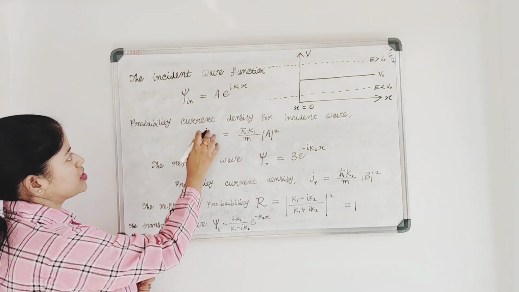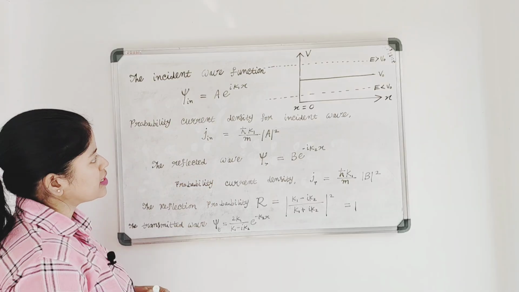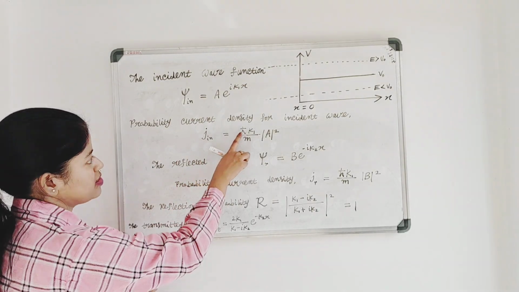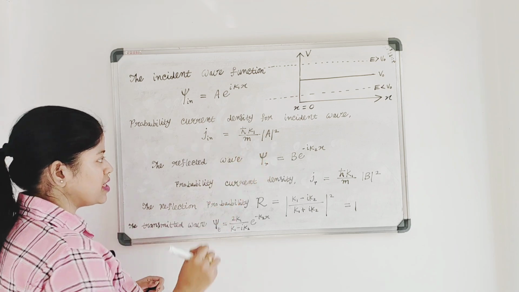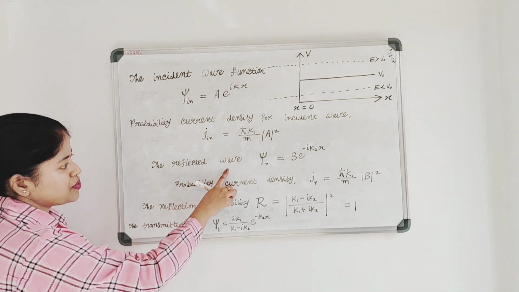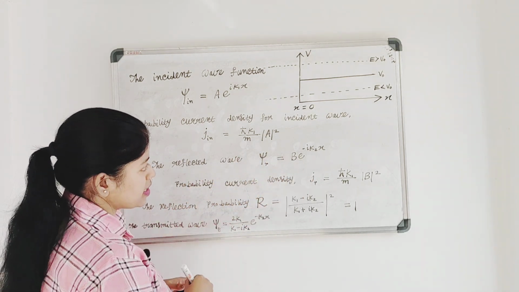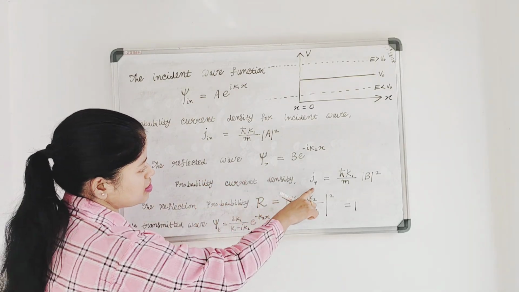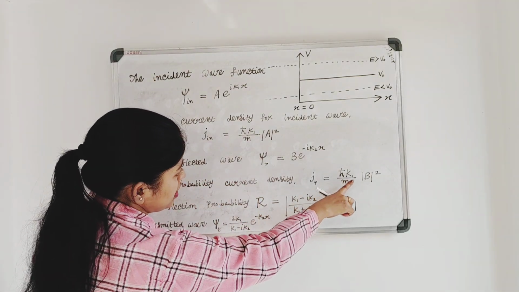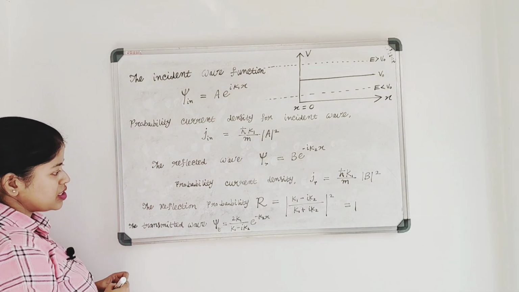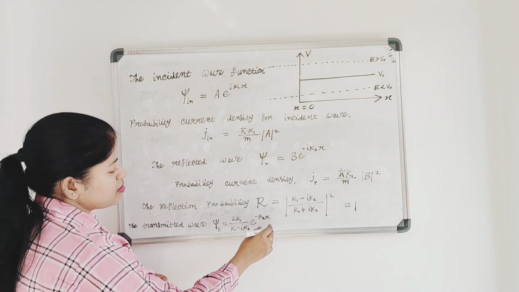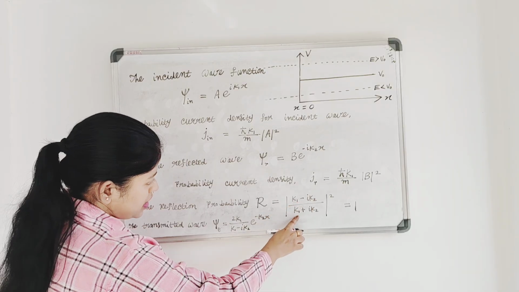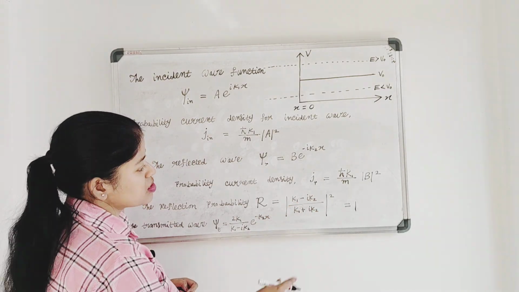The incident wave function psi in is a e to the power i k1x, and the probability current density for the incident wave J in is h cut k1 by m into mod a square. Similarly, the reflected wave psi r is b e to the power minus i k1x, and its probability current density is Jr, which is h cut k1 by m mod b square. So the reflection coefficient R is equal to mod square of k1 minus i k2 by k1 plus i k2, which is 1.